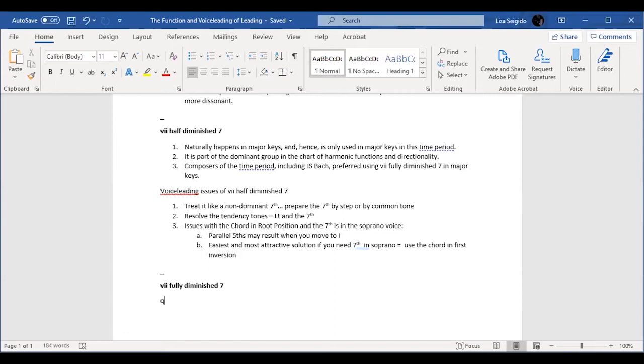So if you want to use a fully diminished 7th chord and you're not using an accidental in your piece, then there's something wrong. Make sure that you have the accidental you need according to what key you're in, if you want to use 7 fully diminished 7.